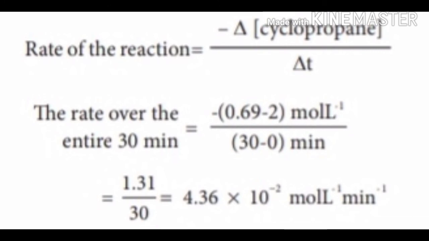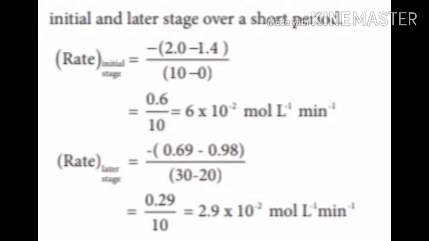4.36 into 10 to the power of minus 2 mole per liter each minute. Repeat: during the first 30 minutes of the reaction, the concentration of the reactant decreases at an average of 4.36 into 10 to the power of minus 2 mole per liter each minute.